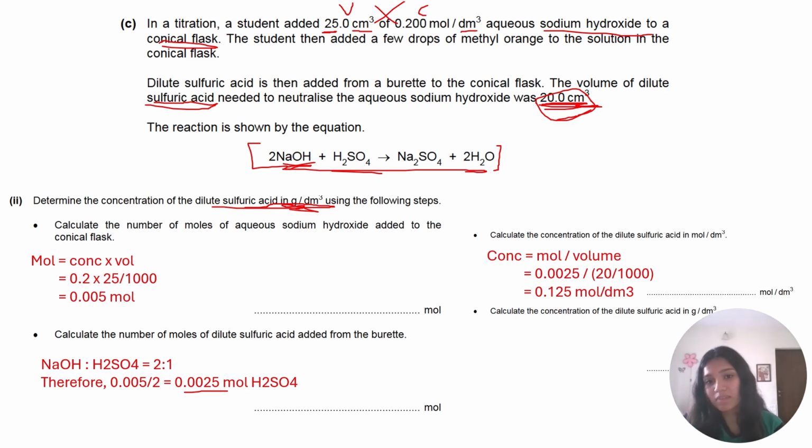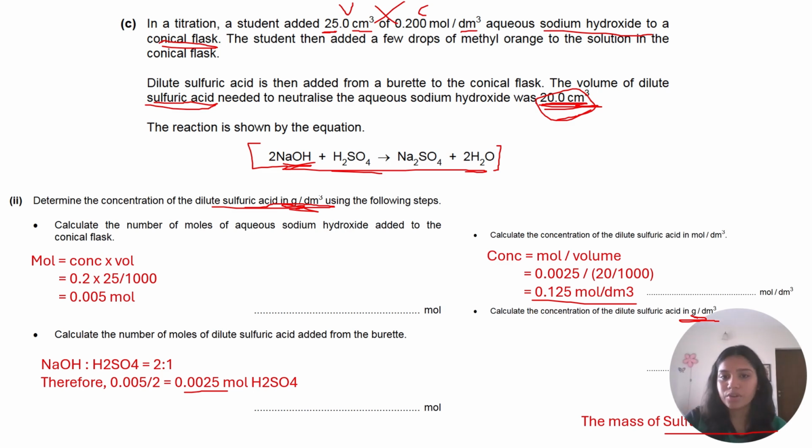As easy as that. And the last question, the final part of this answer, is: calculate the concentration of dilute sulfuric acid in grams per dm³. Now this is the simplest part. We already know the concentration in mol per dm³, and from the first concept we did in moles, we know that moles for a solid is equal to the given mass over the molar mass. We find the molar mass from the periodic table. I'm telling you that the molar mass of sulfuric acid is 98.